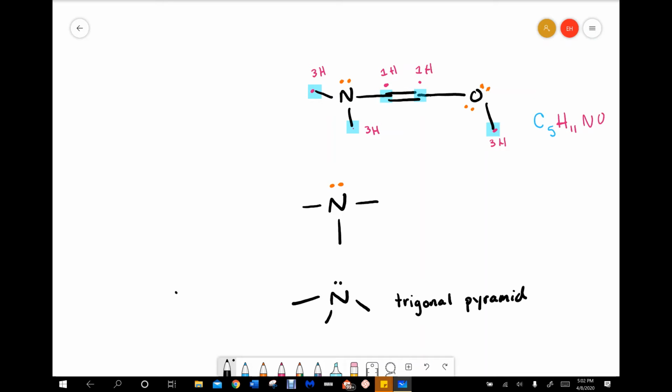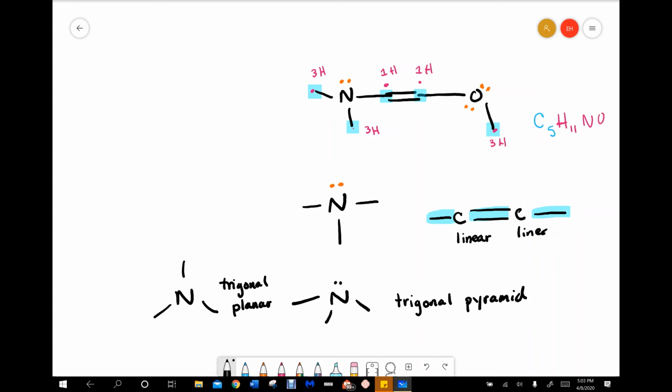If we didn't have a lone pair and the bonds were all in the same plane and spread out evenly, that would be called trigonal planar. All right, so now let's go to the next part of the molecule with the double bond. And just for ease, I'm going to draw in another carbon there. So here we have no lone pairs on our carbon, and there are 2 bonding regions on each side. So as a result, that will make each of these carbons linear.